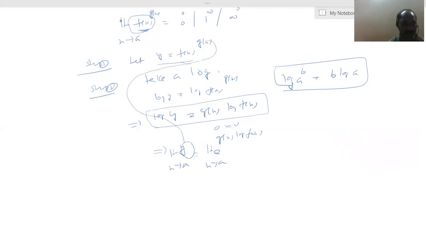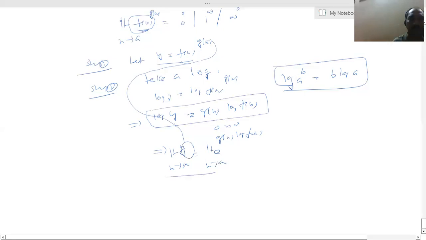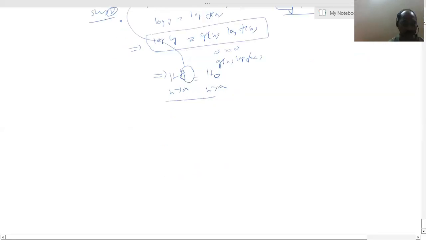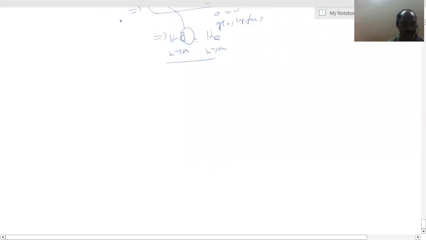One more time. The given function is taken as y, then apply the log. After applying the log, take a limit. And after that, we require the y value, not log of y. So take the inverse of the log. Inverse of the log means exponential. This is the way. We will see problems based on the fourth kind.